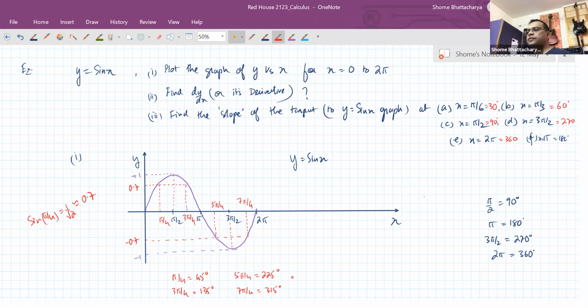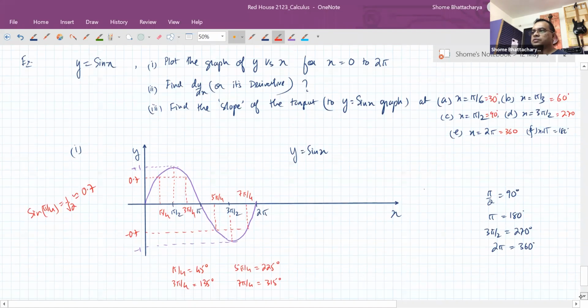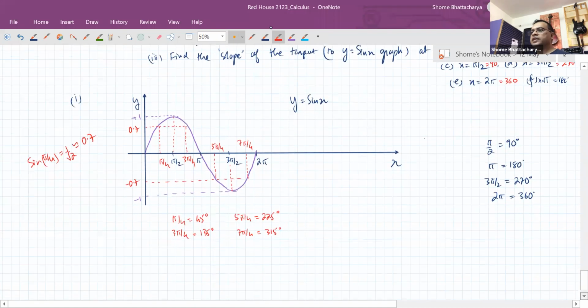So I've given you an idea of the y equal to sin x graph from 0 to 2 pi. You should also, from your maths portion of trigonometry, eventually have a very good idea of the graphs of all the trigonometric functions: sine, cos, tan, cosec, sec, and cot, all 6 of them. Now let's come to the derivative part.